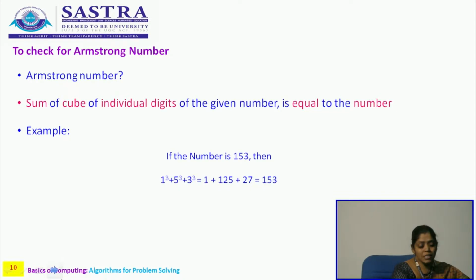So the Armstrong number is the one where the sum of the cube of individual digits will give the number. The sum of cube of individual digits of the given number is equal to that number. One example for that is, if we take 153, then 1 cube plus 5 cube plus 3 cube is supposed to give you again 153. So we are expecting the user to enter a number and we have to identify whether the given number is an Armstrong number or not. So we will see how to develop algorithms for this.